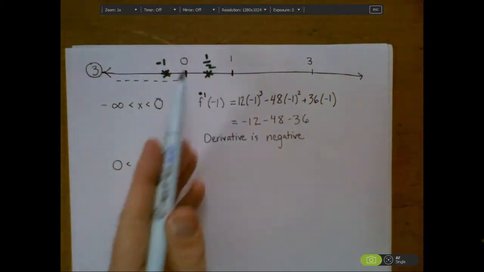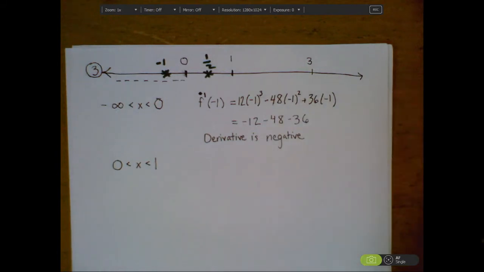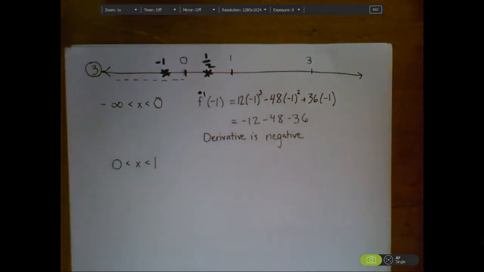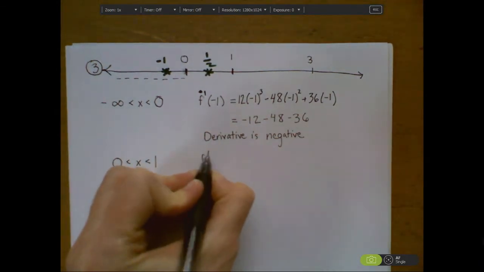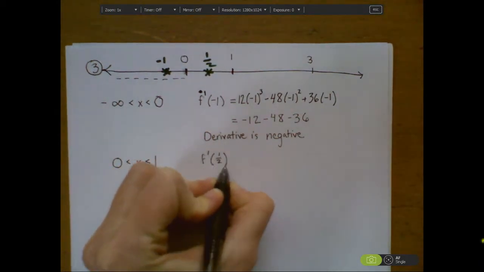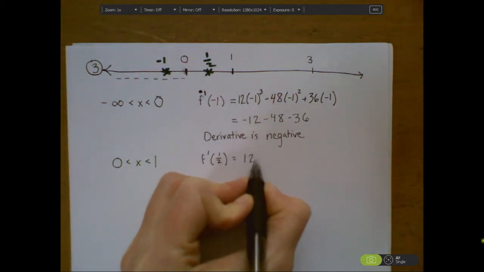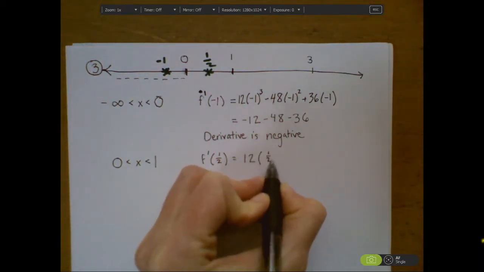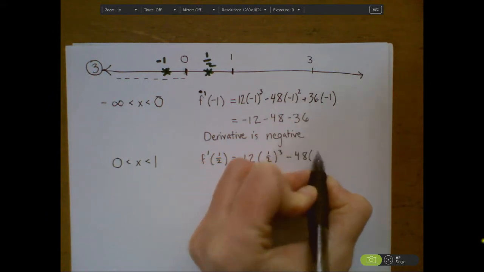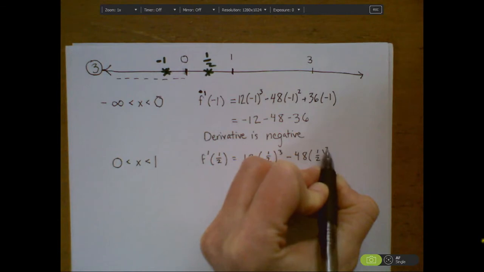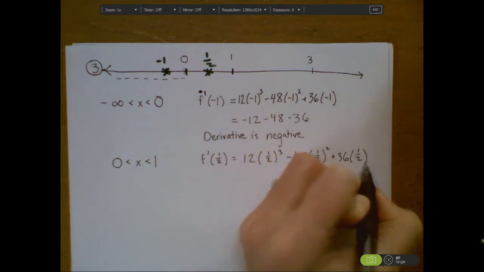What would happen if I plugged in 0 exactly? If I plugged in 0 exactly, we know what the derivative is going to be. It's going to be exactly equal to 0, which doesn't give us any information. So let's plug in 1/2 and see if we get something positive or negative. So that's going to be 12 times 1/2 cubed minus 48 times 1/2 squared plus 36 times 1/2.